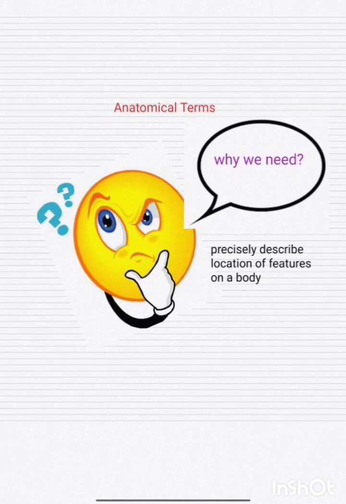Today I will be discussing the basic anatomical terms which form the foundation for understanding human anatomy. So, why do we need anatomical terms? Anatomical terms are used to precisely describe the location and position of body parts so that we can explain and describe the location of features on the body. Our common language is very vague and non-specific. So these anatomical terms provide a universal language for anatomy.